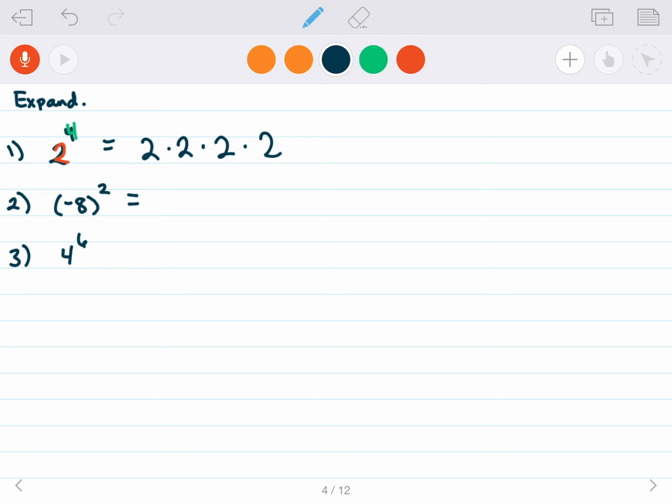Negative 8 to the 2nd power, or sometimes we'll say negative 8 squared, means negative 8 times negative 8. We learned in the last video that a negative times a negative is always positive, so that would end up being positive 64. Number 3, our base is going to be 4, and it's saying multiply 4 by itself 6 times. That's what our exponent says. So this is going to be 4 times 4 times 4 times 4 times 4 times 4. So that's how we expand each of those.